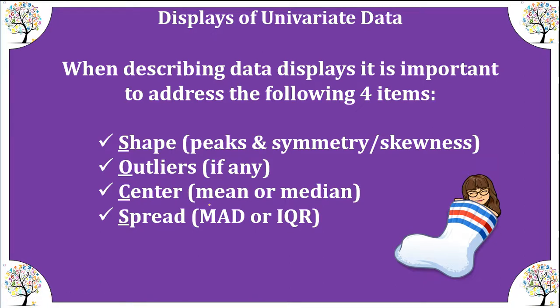So let's recall that when you have an outlier, we're going to use the resistant measures, median and IQR. These two measures are the least affected by a possible outlier. If we do not have an outlier, we're going to use the mean and the MAD to help describe the data set.